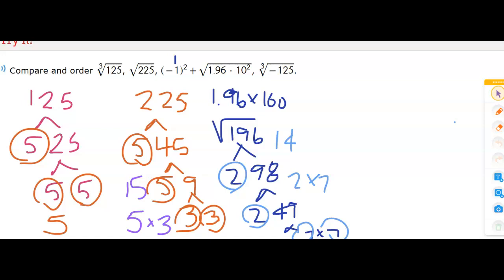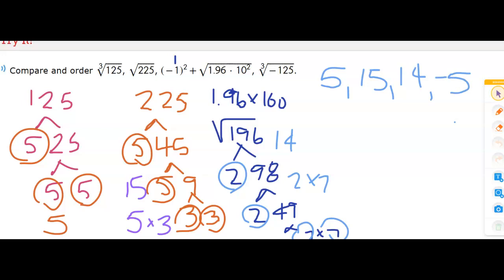And then last but not least, we have the cube root of negative 125. So we already found the cube root of 125 in the first expression. So it's going to be the same, which is 5, but this time it will be negative 5. So I'm going to write each of these on the side here. So we have 5, 15, 14, and negative 5.